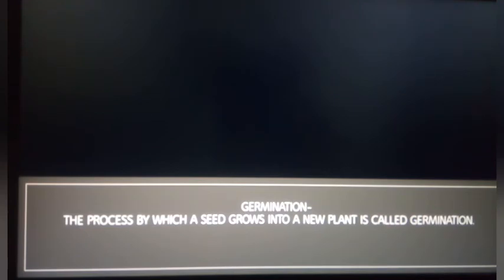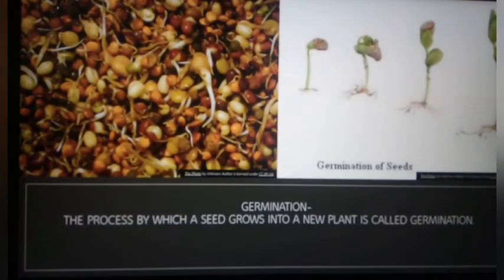Now the next topic is germination. As you can see in the picture, on one side some seeds are there, and you can see a long tube type structure coming out. This is actually germination. And in the second part of the picture you can see a seed is growing. So it is a process by which a seed grows into a new plant, which is called germination.